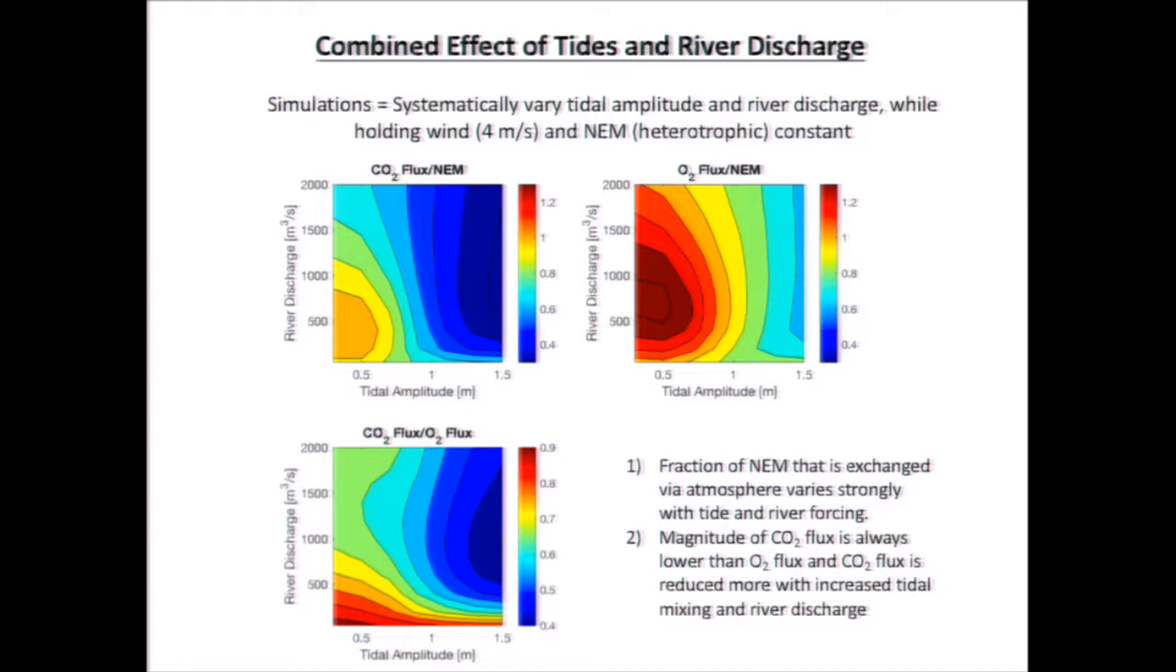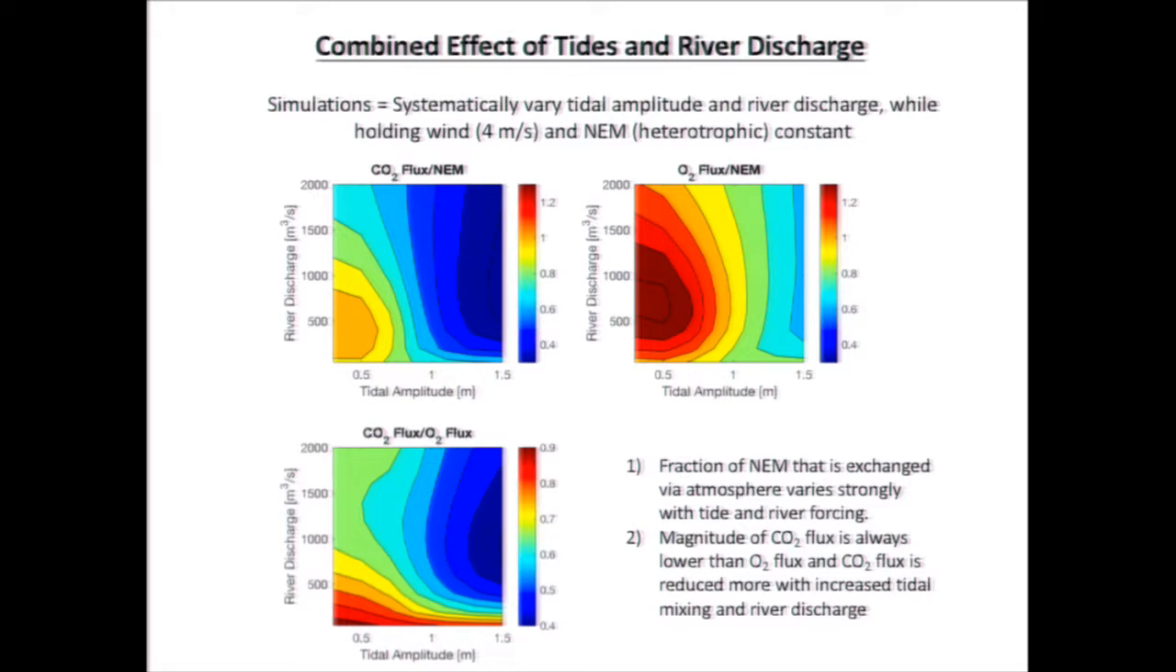And so in this lower corner, you see that roughly 100% of that internally produced carbon is outgassing. And as you increase the tidal amplitude and you increase the river discharge, less and less of that gets outgassed and more of that gets exported advectively to the coastal ocean. So the net ecosystem metabolism is constant for all of these runs. But what's happening to that internally produced carbon is different.